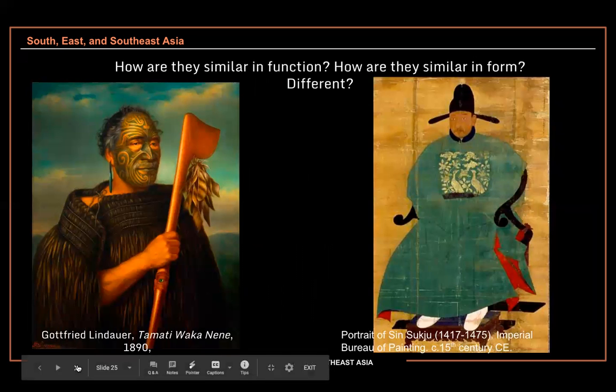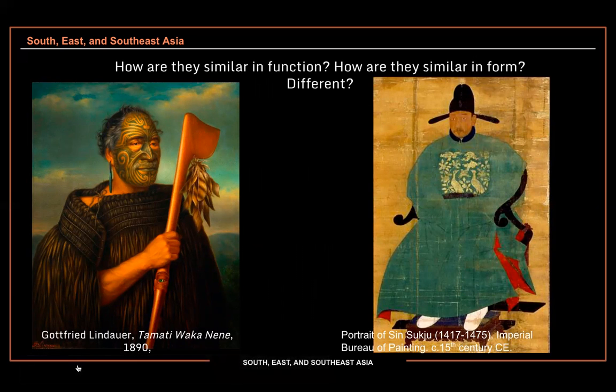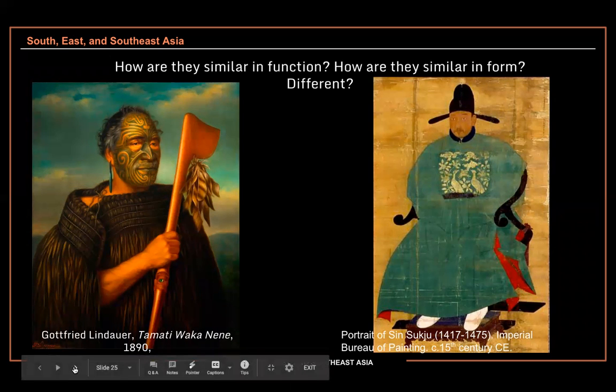Okay, and another image that comes from the Pacific would be the image from New Zealand of Amati Wakinene. These objects have similar function. Remember that imagery like this is all based on ancestral worship and showing prestige. So they both have tattooing and silk and emblems of power and prestige from their respective cultures. I could see how AP would maybe want to compare these two.